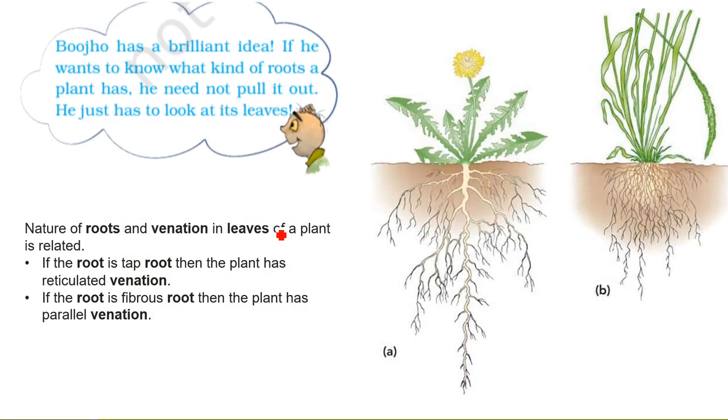and your venation. Here you can observe the leaves of the plant in figure A. It has reticulate venation. Reticulate venation means the venation with a network-like arrangement of veins. So the plant which has reticulate venation has taproot as its main root, and on the other hand the plant which has parallel venation has fibrous root.